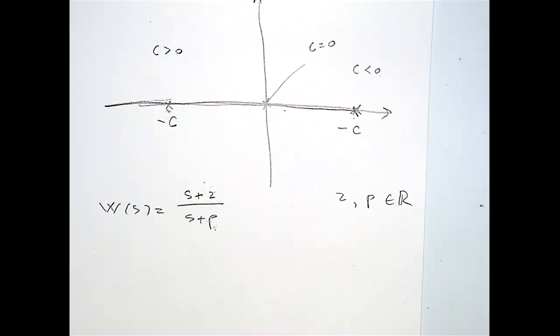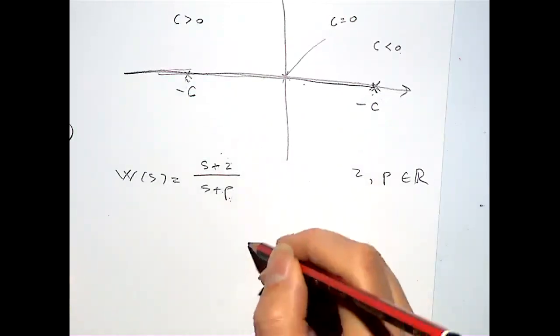There are no asymptotes. How many branches do we have? We have the maximum between the number of poles and zeros. There's 1 zero, 1 pole. The maximum is 1, right? So the maximum is 1. So let's consider different cases.